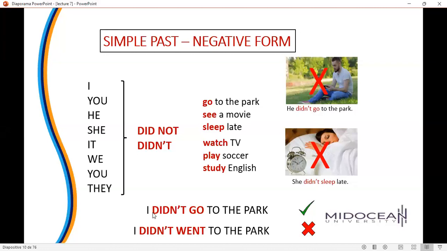Here you have "I didn't go to the park," and we don't say "I didn't went to the park." Okay, so concerning the negative form of the simple past, you have didn't, plus, of course, the infinitive form of the verb.